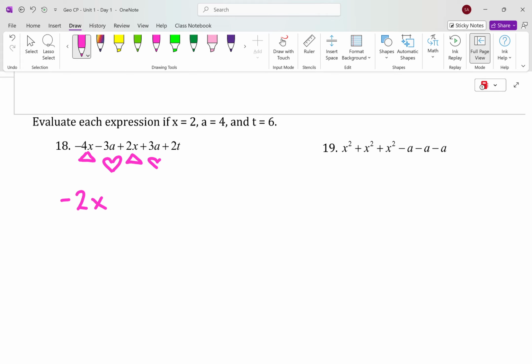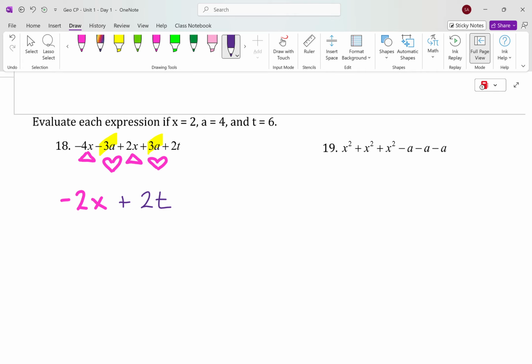And then we're going to have a negative 3a and a positive 3a. What happens, though, when you add a negative 3a and a positive 3a, Caitlin? They cancel right out. And then there's nothing that matches with the 2t, but we still got to just bring it right down. So plus 2t. So now that I've simplified, I've combined as many terms as I can. What I want to do now is plug in for the values.